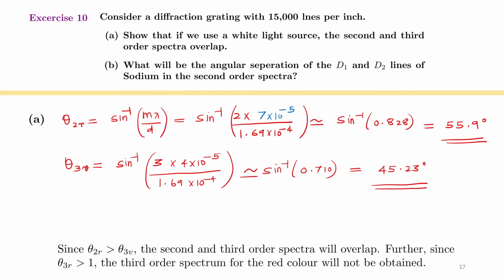We see that sine theta 2r is greater than sine theta 3v. That is, the second and third order spectra will overlap. Further, since sine theta 3r is greater than 1, the third order spectrum for the red color will not be obtained.